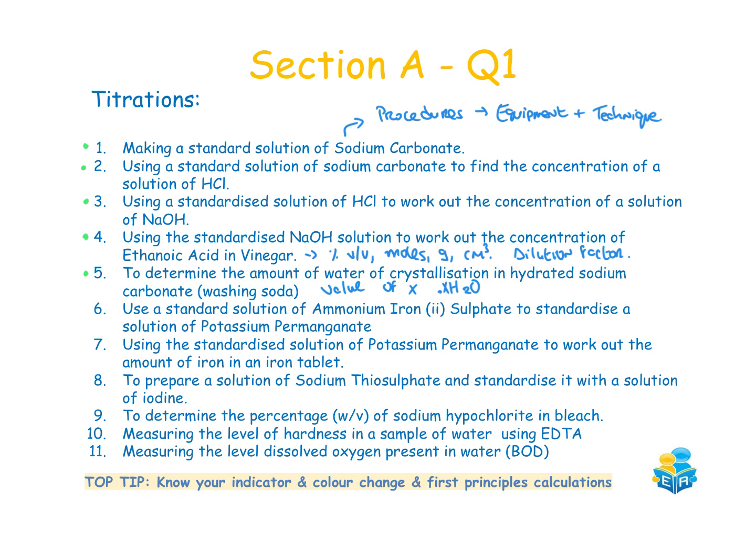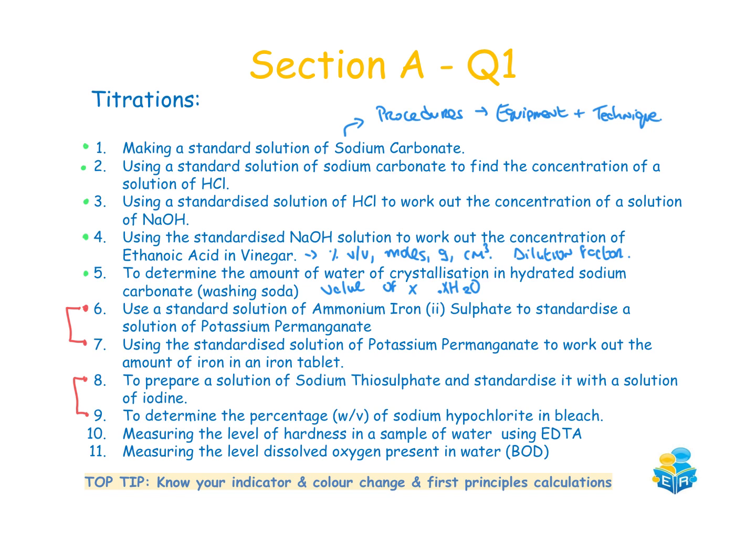So if we move on, 6 to 9 then, they are our next batch, and these are your oxidation reduction titrations. So usually I would pair 6 and 7 together, and 8 and 9. And if we take a look at 6 and 7, so 6 says to use a standard solution of ammonium iron(II) sulfate to standardise a solution of potassium permanganate, and 7 says using a standard solution of potassium permanganate to work out the amount of iron in an iron tablet.